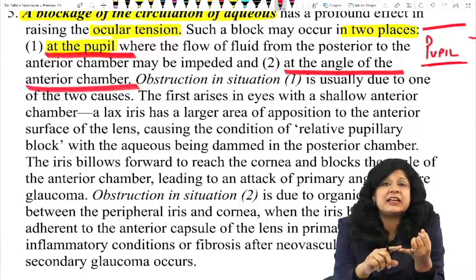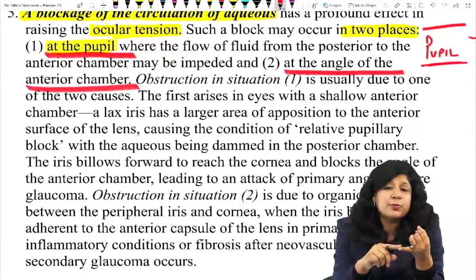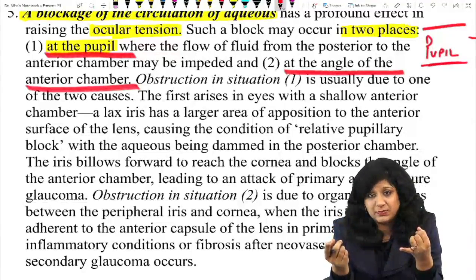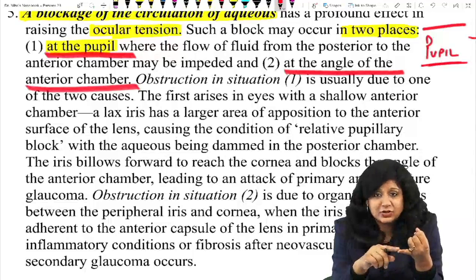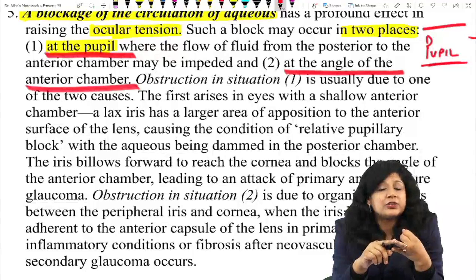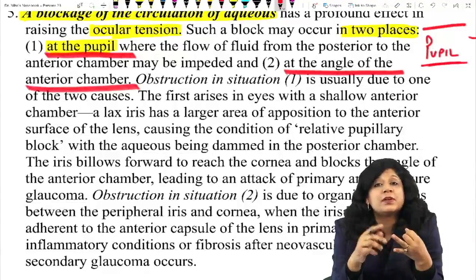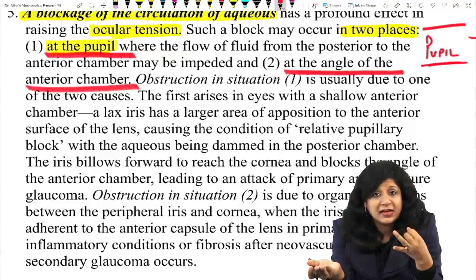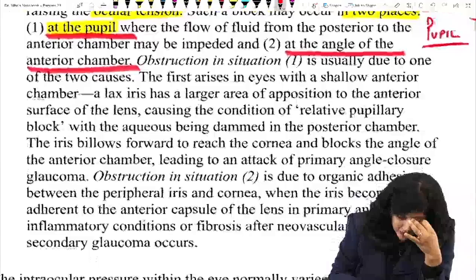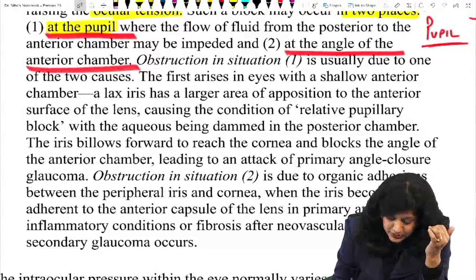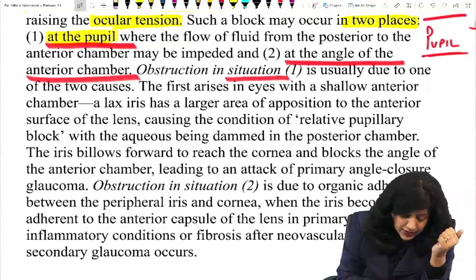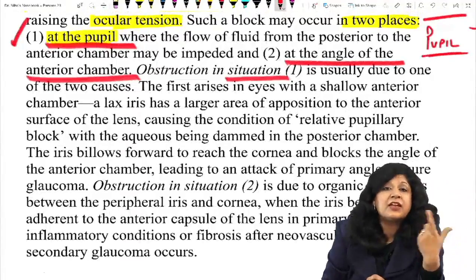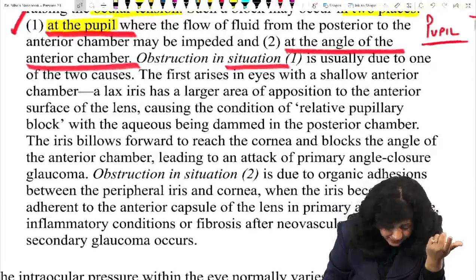We read this, that there can be obstruction at the level of the pupil that was leading to the flat anterior chamber. This we read in the post-operative complications of cataract surgery, flat anterior chamber. Then it can also lead to obstruction at the angle of anterior chamber. This we read in angle closure glaucoma. Now if you talk about this obstruction in situation 1, they are saying why you can have pupillary block. They are saying that there are two reasons.